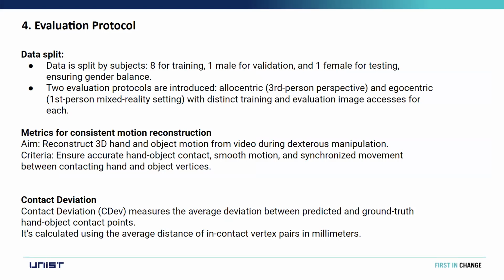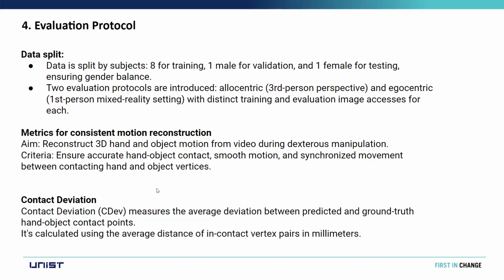For this Arctic dataset, they propose 2 main tasks. The first task is to reconstruct the motion consistently, and the second one is to estimate the interaction field. They provide some metrics for consistent motion reconstruction. The aim is to reconstruct the 3D hand and object motion from video during the manipulation phase. The criteria for these metrics are to ensure accurate hand-object contact and smooth motion. They also have to synchronize the movement between the contact hand and the object vertices.